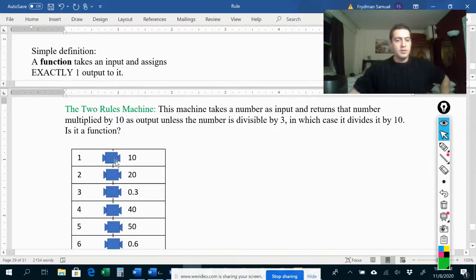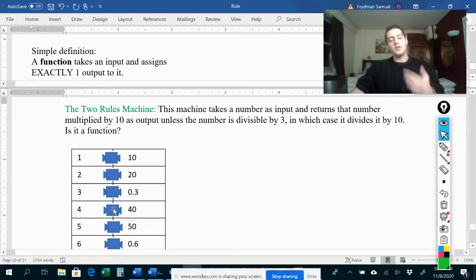So let's look at some examples of inputs and outputs here. If the number 1 goes into the machine, what would happen to it? Well, the number 1 is not divisible by 3. So according to this rule here, the number 1 would get multiplied by 10, and 1 times 10 is 10, so we would get 10 as the output. 2 is also not divisible by 3, so when it goes into the machine, it would get multiplied by 10, and the machine would spit out the number 20. Now the number 3 is, of course, divisible by 3, so when it goes into the machine, it's going to get divided by 10 rather than multiplied by 10, and the machine would spit out 0.3 as output.